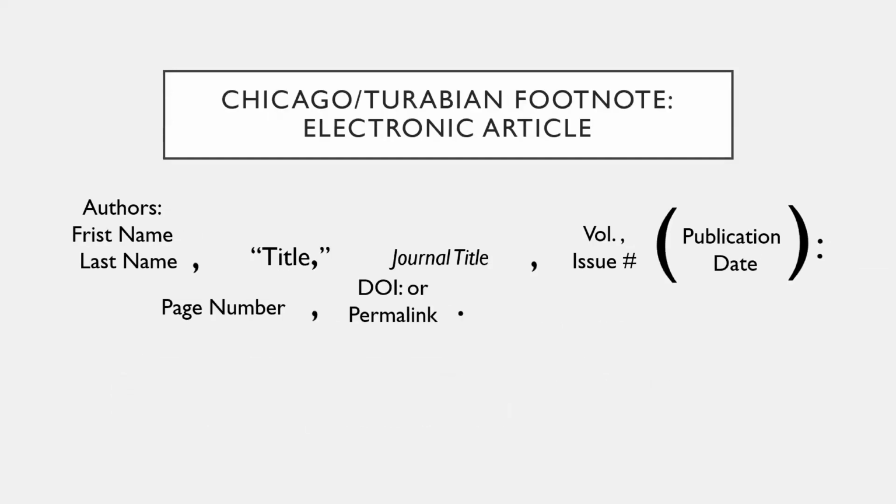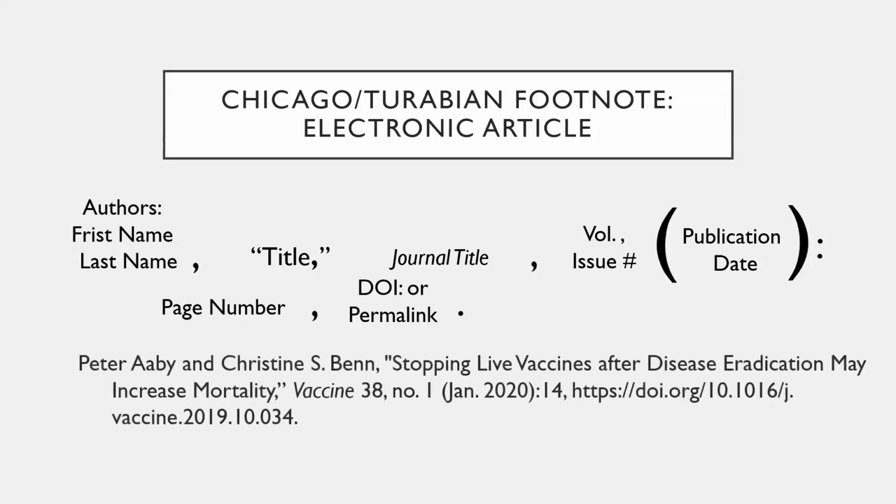Next, we're going to talk about a Chicago and Turabian footnote for an electronic article. Again, as you can see, it largely replaces periods with commas. So I have authors, first name, last name, title, like MLA in quotations. The journal title is italicized, followed by the volume and issue number, and those don't have anything in front of them. And the publication date is in parentheses. With a colon, you have the page number and then the DOI or permalink. The reason you have a page number with footnotes is you're telling that person exactly where to go for that fact or claim you had. So this is what it looks like.